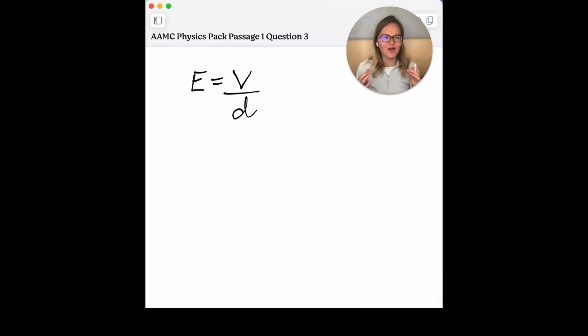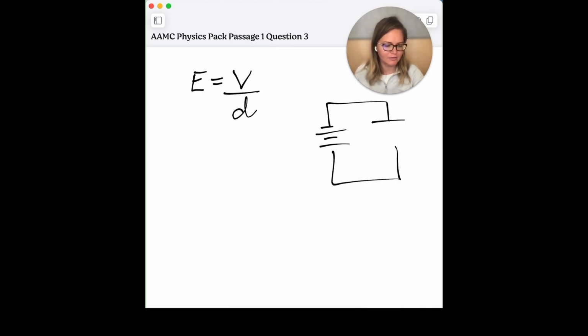Now, if we were to draw this as a circuit diagram, what would this look like? Well, we have our battery, our short line next to our long line here, connected in a circuit with our two electrodes. And so that battery, of course, is at a certain V or voltage, which is being supplied to these electrodes. And then those electrodes have a certain distance between them, which we're going to call D.